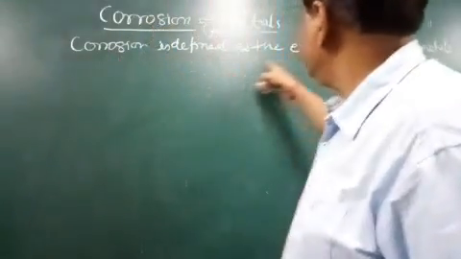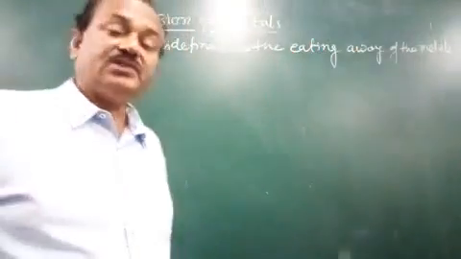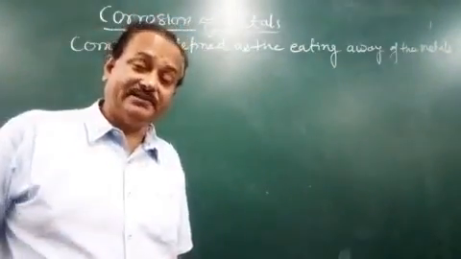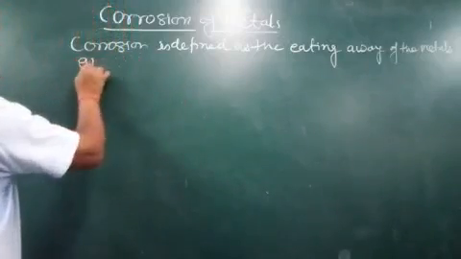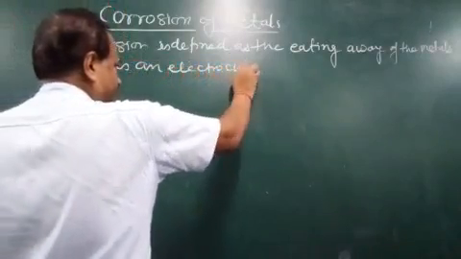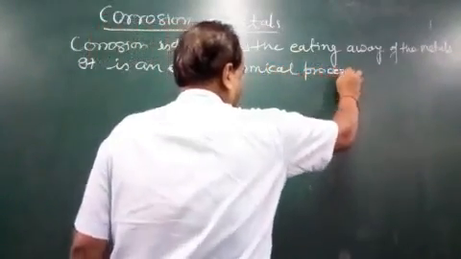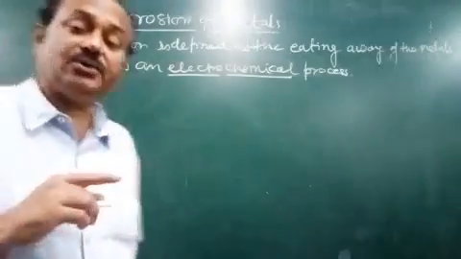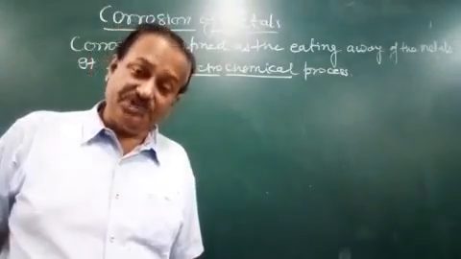Corrosion is defined as the eating away of metals, and it is an electrochemical process. Electricity and chemical. So in corrosion, there is the generation of electricity and there is also chemical change.